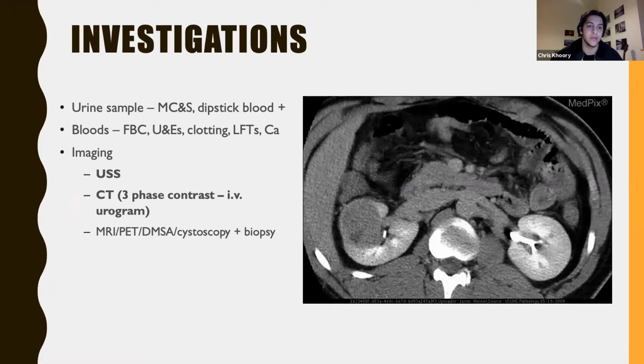Investigating renal cancer. You can do a urine sample and send it off for MCNS and dipstick it to see if there's any blood present. You might want to do some baseline bloods as well, but the mainstay is imaging. Ultrasound scan can identify a lesion, but not in great detail. So the gold standard really is a CT IV urogram. This uses contrast. It's a 3-phase contrast. And you can see on the scan there, identifying a lesion over there.